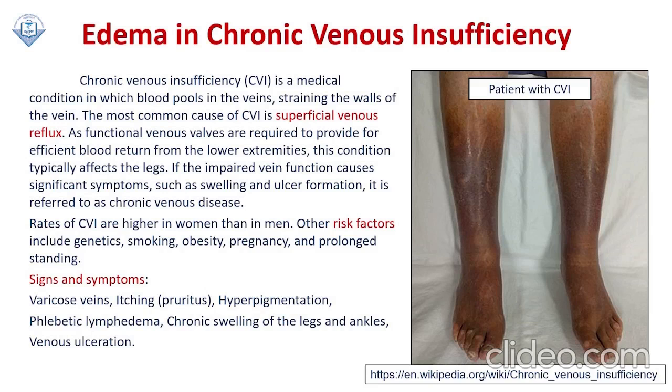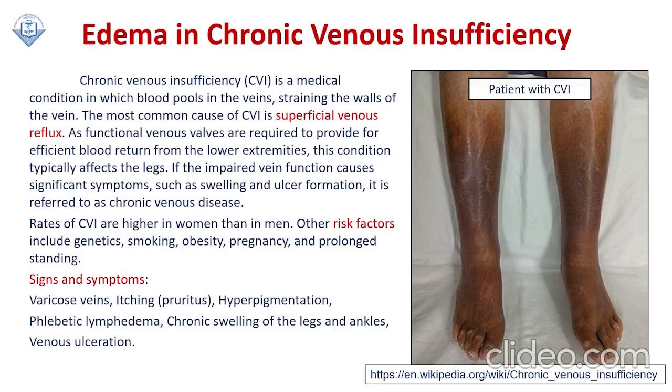As functional venous valves are required to provide for efficient blood return from the lower extremities, this condition typically affects the legs. If the impaired vein function causes significant symptoms such as swelling and ulceration, it is referred to as chronic venous disease. This condition is higher in women than in men, and other risk factors are genetic predisposition, obesity, smoking, pregnancy, and prolonged standing.